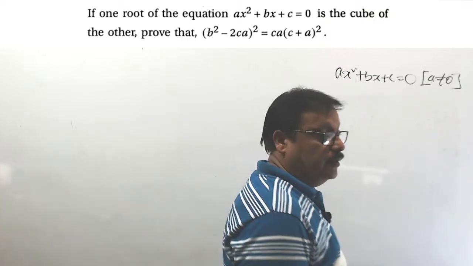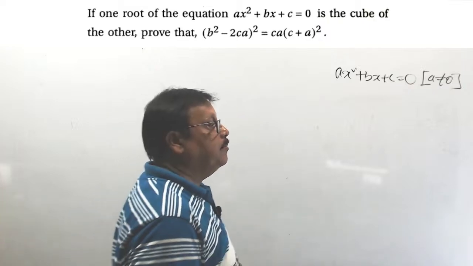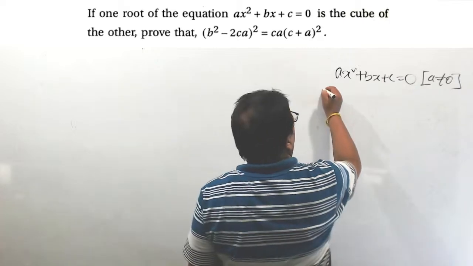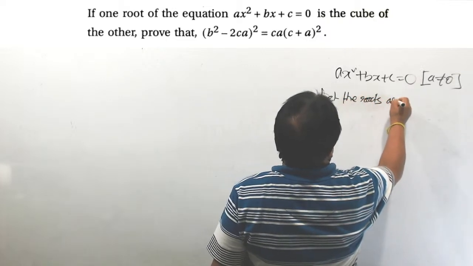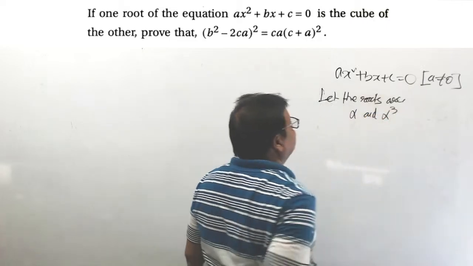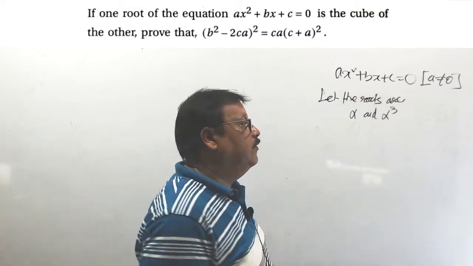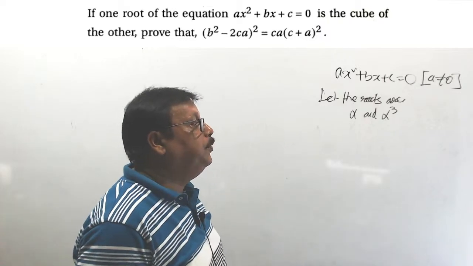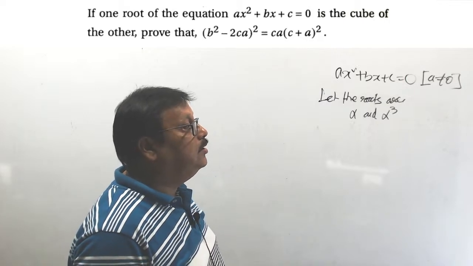This is the equation: ax square plus bx plus c equals 0, a not equal to 0. Okay. If one root is the cube of the other, so let the roots be alpha and alpha cube. One root is the cube of the other. Okay, alpha and alpha cube. You have to prove (b square minus 2ca) whole square equals ca into (c plus a) whole square.